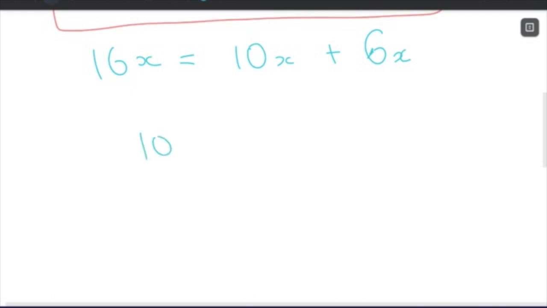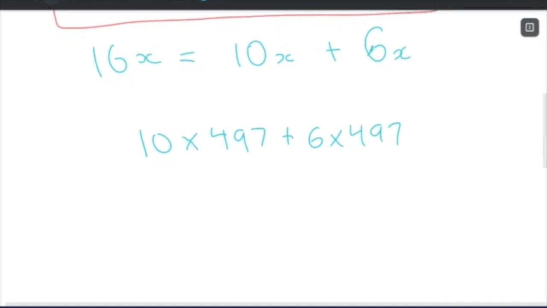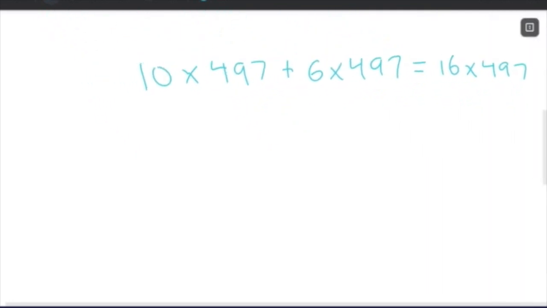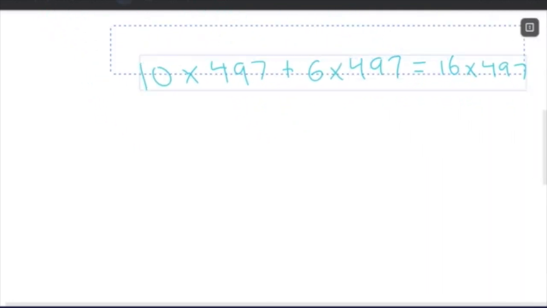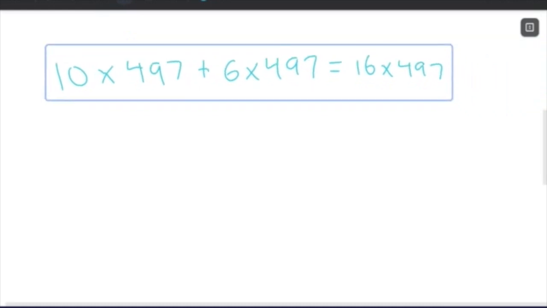let's say I wanted to find 10 times, let's say my x was 497, let's say I wanted to calculate this. I'm willing to wager that this is going to equal 16 times 497. And you can have a look on your calculators to verify this. I'm going to do it now as well.